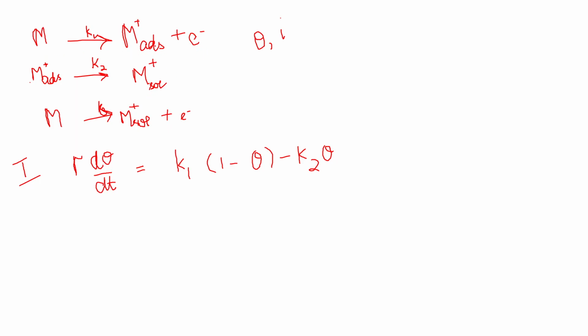So in the first step, the M adsorbed is formed, and in the second step, M adsorbed is getting consumed, right? So it will be nothing but k1 into 1 minus theta minus k2 into theta. This step does not involve any formation or consumption of the M adsorbed, so in the theta balance you do not have to consider that step. In the theta balance, you will be considering only those steps in which the intermediate formation or consumption is happening. So this is the first step. I hope that is clear.